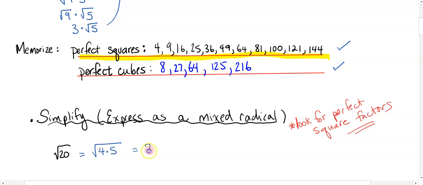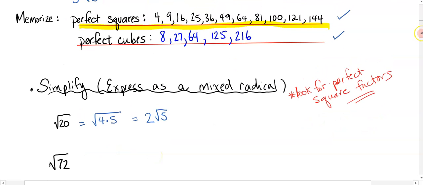The square root of 4 is 2. I don't write the square root of 2 because I took the square root of 4. That operation's gone. I cannot take the square root of 5, so the operation is still there. I have to write it. So the square root of 20 is the same as 2 root 5, or 2 multiplied by the square root of 5. Let's try root 72.